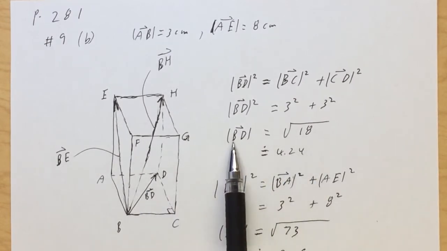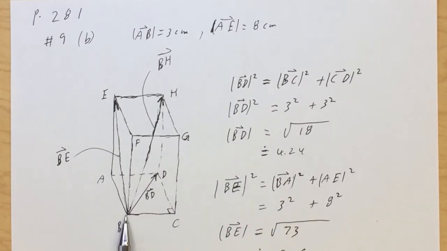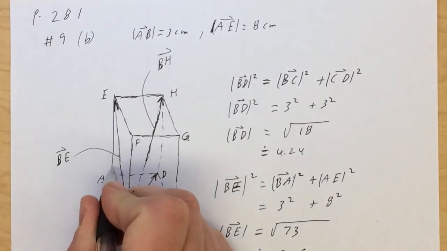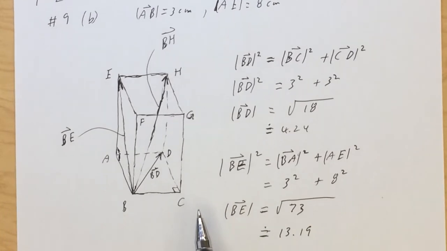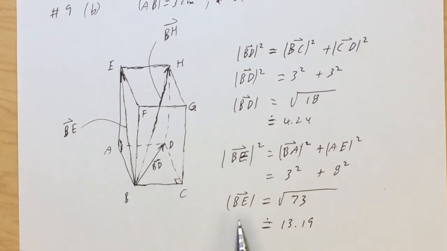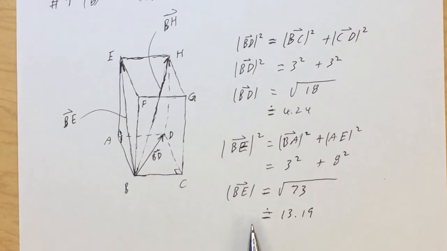So that's for the magnitude of vector BD, and then BE is along this side face here. It's a diagonal, so you're going to use AB and AE. There's a 90-degree angle in there as well. Okay, so that's a right triangle. Same thing, Pythagorean theorem for that. And you should get 13.19 units. Okay, that good so far?